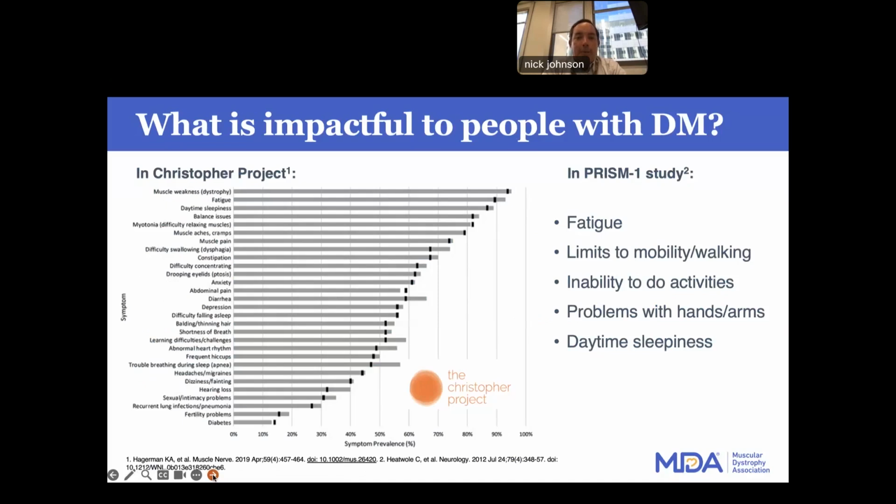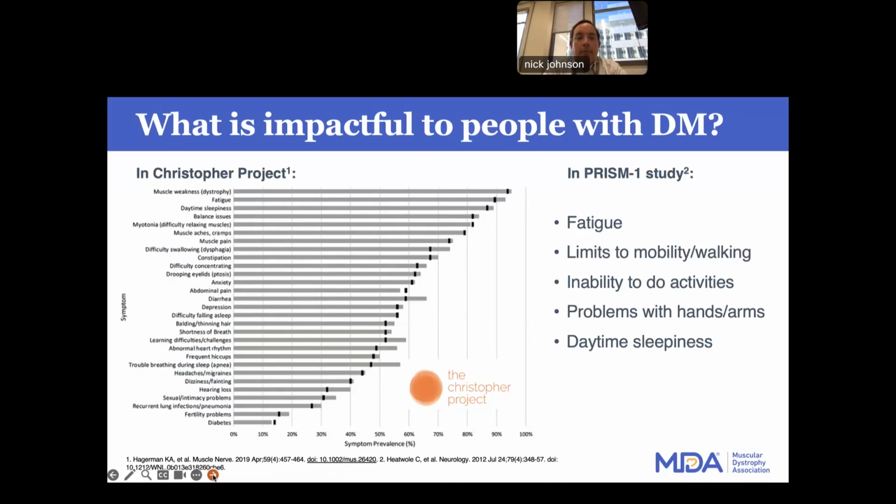What do patients talk about? There have been two studies. There are more than 2 studies, but 2 studies I like. One is the CRISPR project, which surveyed well over 1,000 patients. And the second is another survey done out of the University of Rochester, called the PRISM-1 study by Chad Heatwole. It's pretty consistent between these 2 different studies.